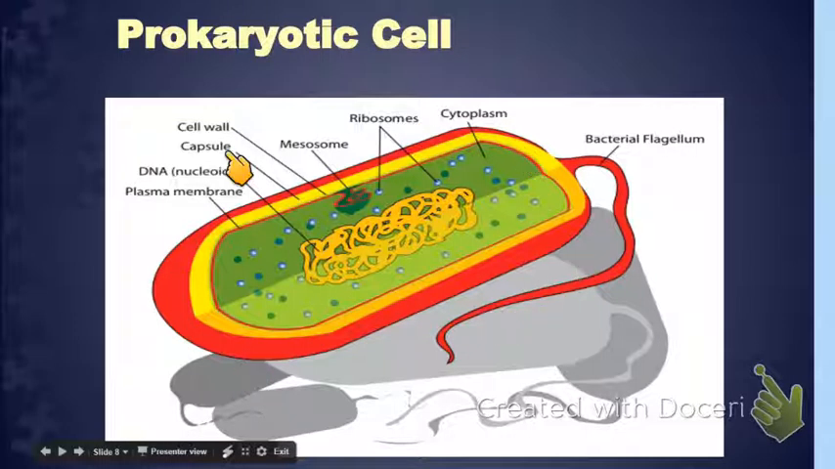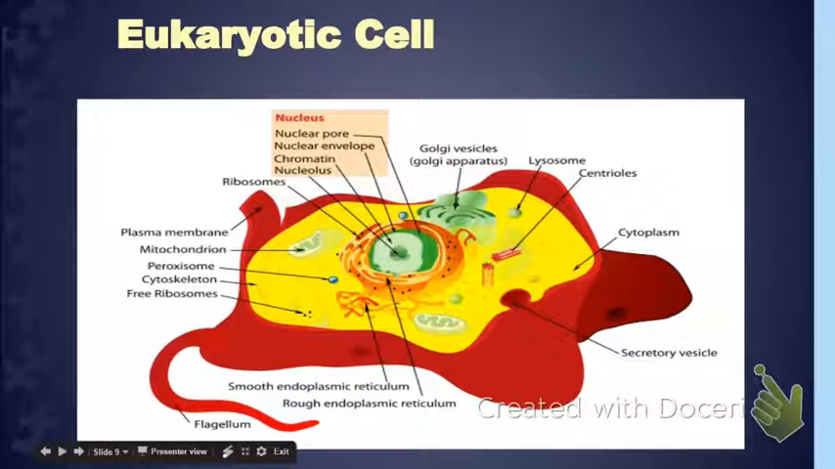So here's an example of a prokaryotic cell. Again, very simple. Notice no nucleus and very few organelles. And a eukaryotic cell here, we've got lots of organelles in here, lots of structure and folds, membrane-bound organelles, complex and much larger.